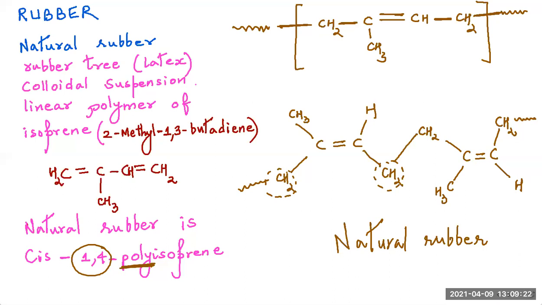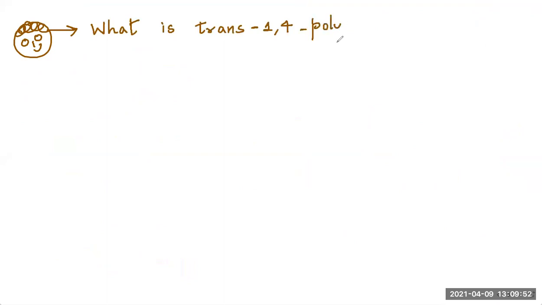Now let us see what is the trans form. Now we know natural rubber is cis 1,4 polyisoprene. So a question that comes to your mind, can you tell me what question must be coming to your mind? What is trans 1,4 polyisoprene? Correct? So first let us understand how to make it and then we will see what happens. So how to make the trans form? Can you tell me what I will be doing?